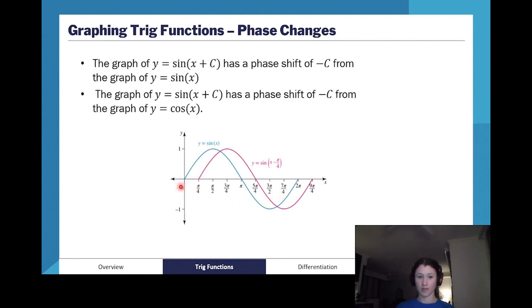As you can see, whereas before it started at 0, it's now starting at pi on 4. It intercepts here at pi, it's intercepting here pi on 4 later. 2 pi, pi on 4 later, and so forth.